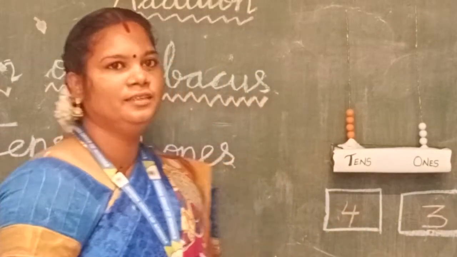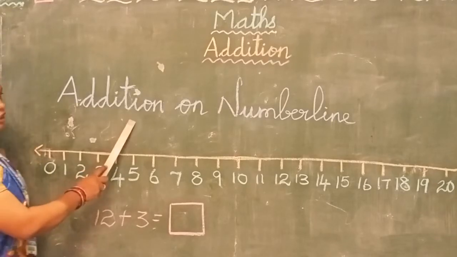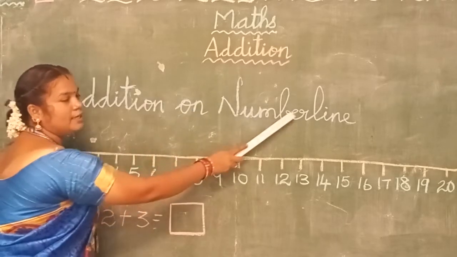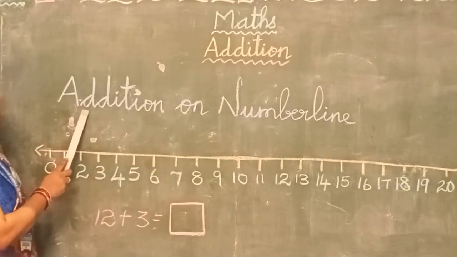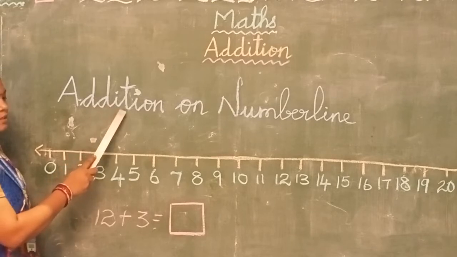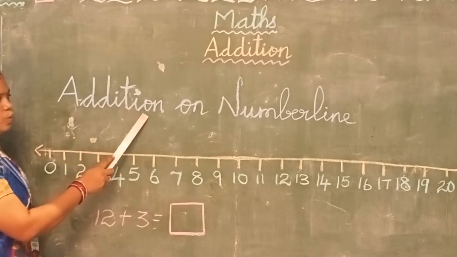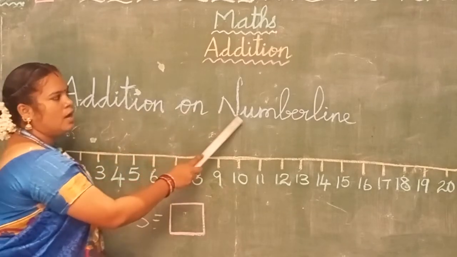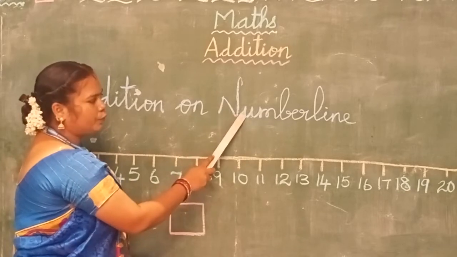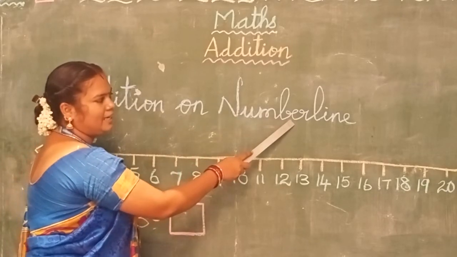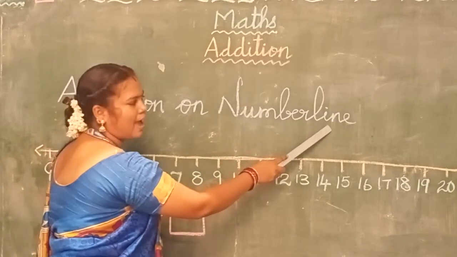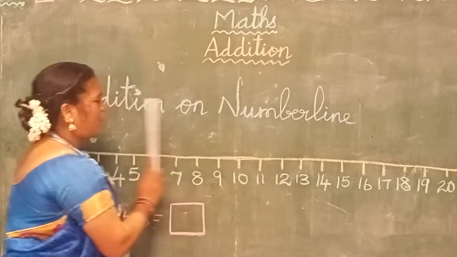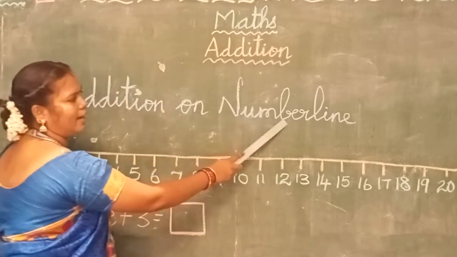Very good, children. Next, addition on number line. A, D, D, I, T, I, O, N. Addition, on number line. N, U, M, B, E, R. Number line. L, I, N, E. Number line. Addition on number line.